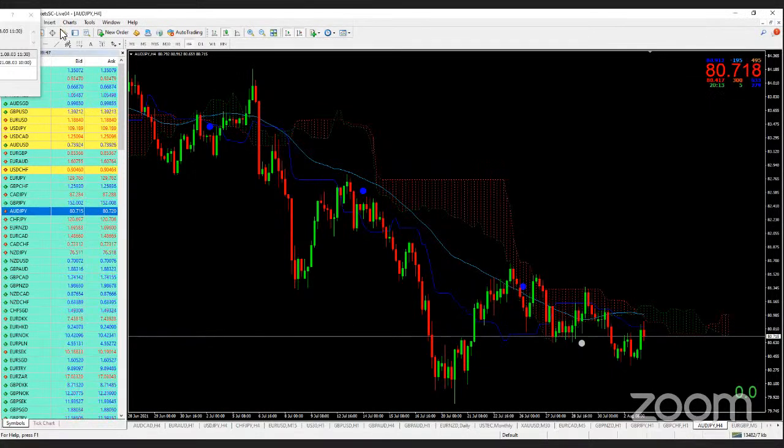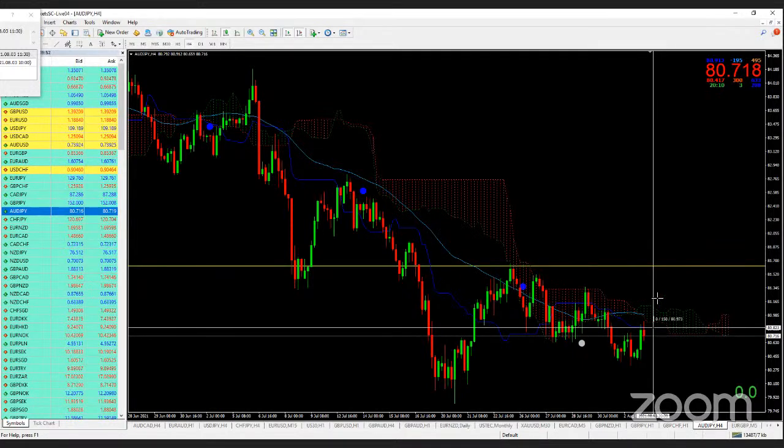We are going to be targeting here. That's what we're targeting.